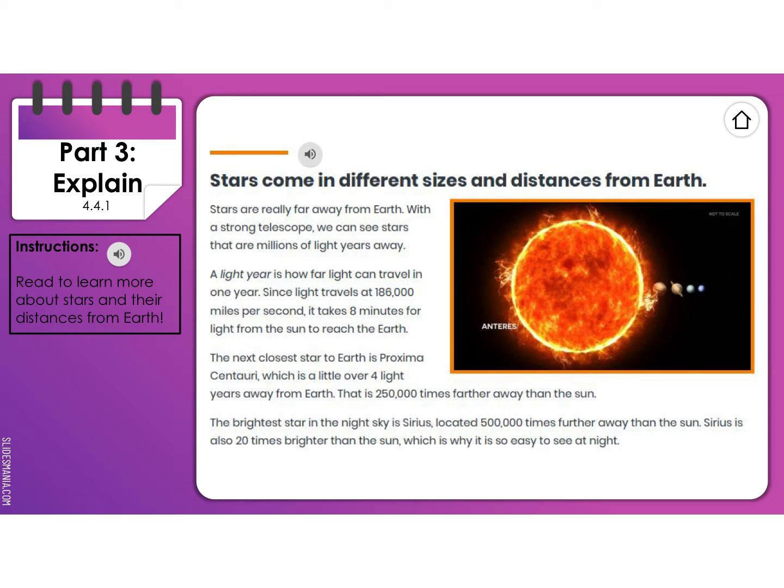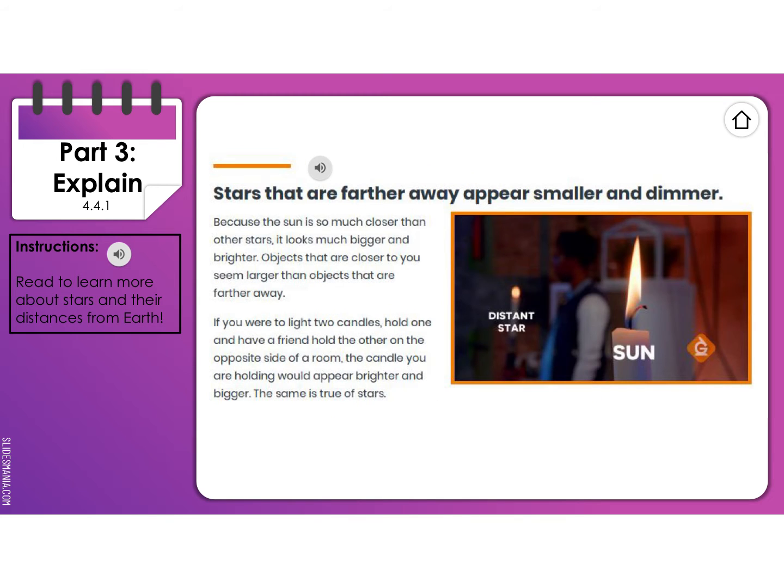So this article talks a little bit about different sizes and distances from Earth. This other one is an example here of a star and the sun, and maybe if you lit candles and had someone walk to the far side of the room, you could kind of get a little bit of an idea of how that works. Actually, not a good idea to do unless your parents give you permission to do that, but an interesting thing to think about.